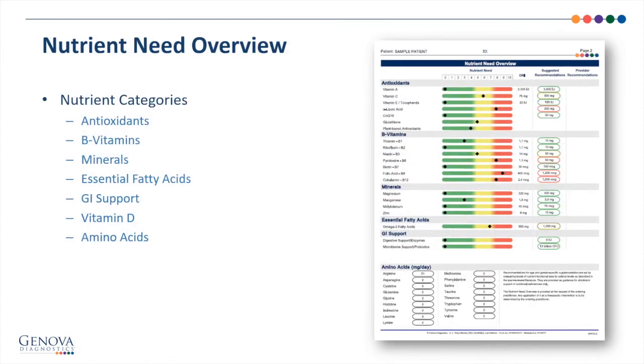After the front page of these reports, we have the nutrient need overview, and we're looking at all these nutrient categories, including antioxidants, B vitamins, minerals, essential fatty acids, GI support, vitamin D if you use that as an add-on on the NutrEval, and then finally amino acids at the bottom of the page. It's important to know that not only are we giving a 0 to 10 score for nutrient need of each one of these nutrients, but we also have suggested recommendations that are age and gender specific. So keep that in mind.